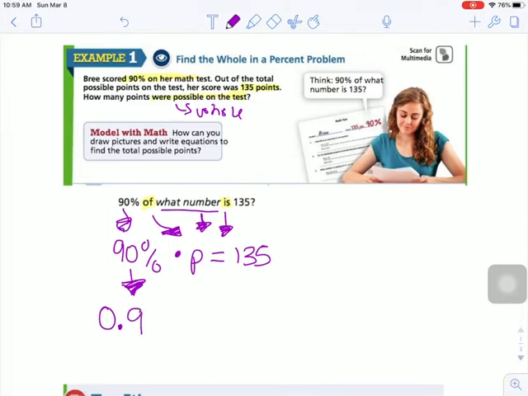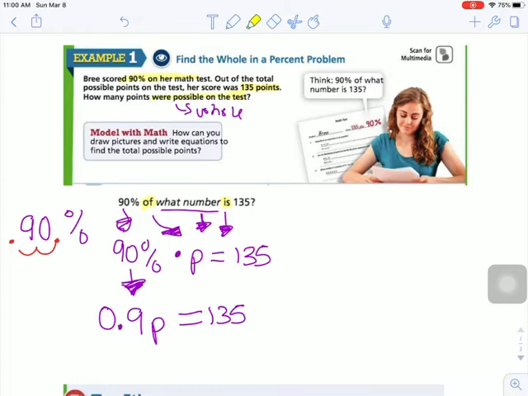And if it makes more sense to you, I just kind of wanted to review this from the last video that I made. You can also just move the decimal place to the left 2 times. So you can either divide by 100, or you can take our decimal place, which we know when there's a percent, we kind of have this invisible decimal place because you don't really need it. You can move it to the left 2 times, 1, 2. So that's the same as dividing by 100. So we have 0.9 times our unknown, which I'm just going to drop the multiplication dot because we don't really need it. So 0.9 times P equals 135.